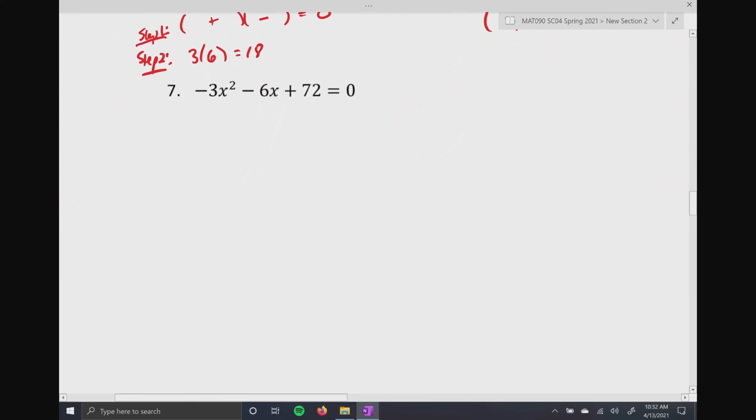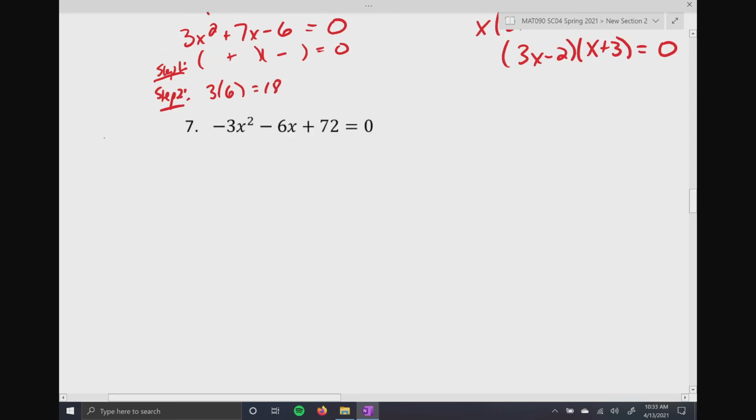So negative 3x squared minus 6x plus 72 equals 0. First thing, I look for a GCF. I could definitely factor out something here. I'm going to factor out a negative 3. That's going to give me x squared plus 2x. Now, what is 72 divided by negative 3? Well, I know it's negative. But what's 72 divided by 3? 24. Okay.